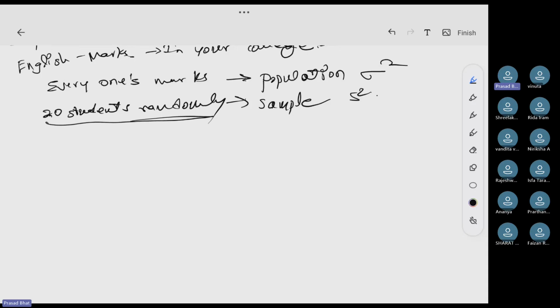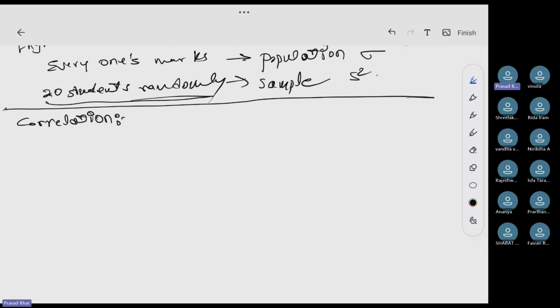Now let's move on to the next concept called correlation. So far, whatever we have done is regarding one particular feature of data. Say, for example, I'm taking height or weight or marks, whatever it is, but it is simply about one particular feature.